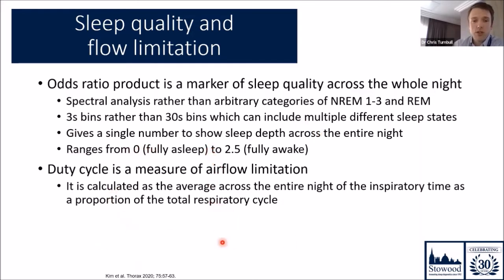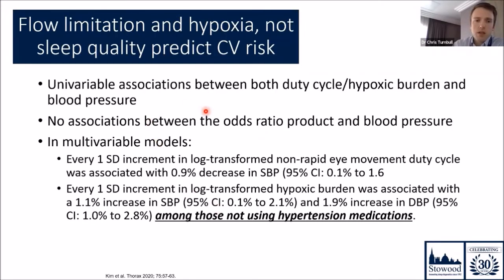They also, in this study, looked at averaging the respiratory cycle across the whole night. So taking the length of time in inspiration to the length of the total respiratory cycle and averaging that across the entire night as a measure of airflow limitation. If you combine this with hypoxia, you can see that the extent of airflow limitation and hypoxia predict blood pressure in the daytime, but the overall sleep depth and sleep quality with the odds ratio product doesn't.